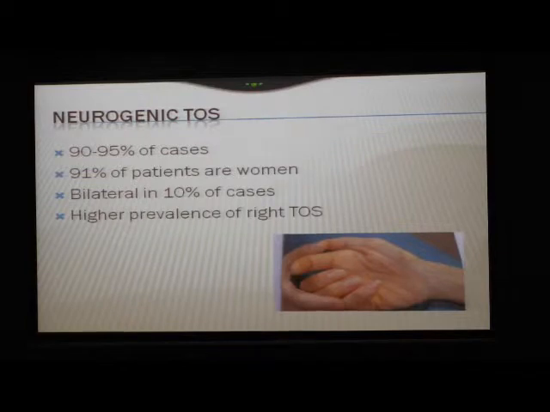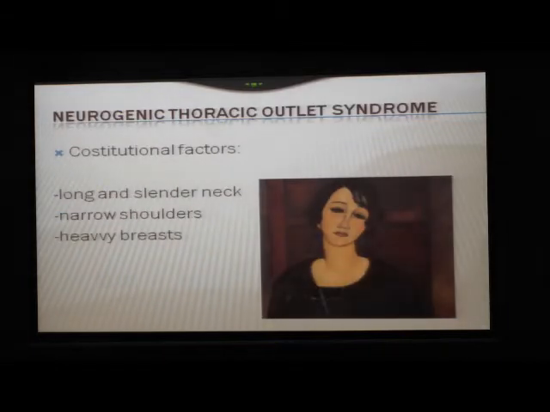So now let's talk about neurogenic TOS, which is actually the most important, statistically speaking, form of TOS, because it involves up to 95% of cases, and definitely the vast majority of these patients are women. This kind of entrapment can be bilateral in 10% of cases, and just keep in mind that there is a higher prevalence of the right side.